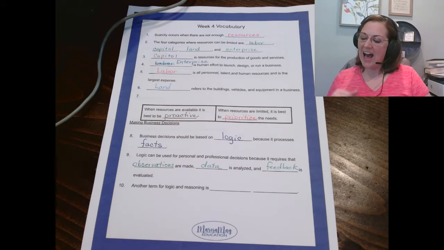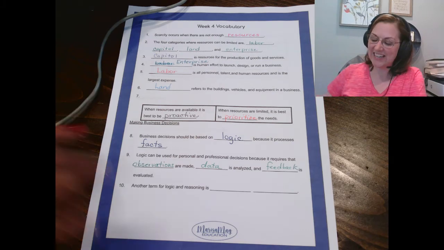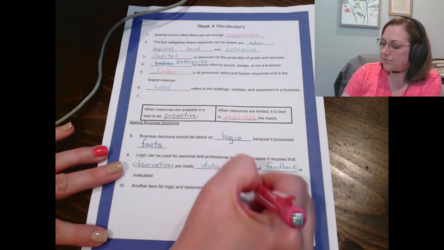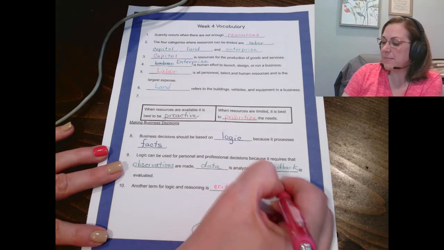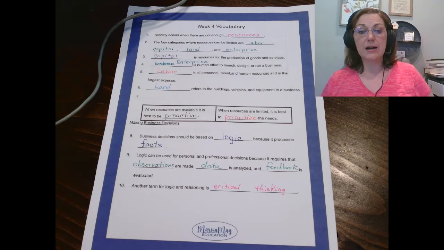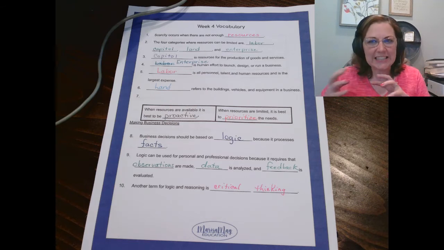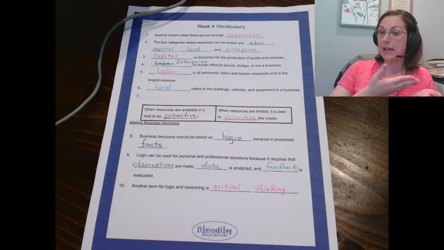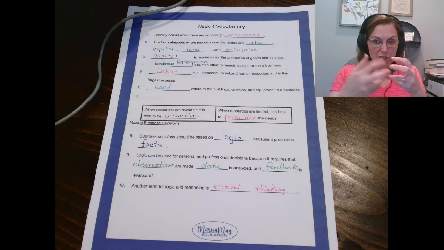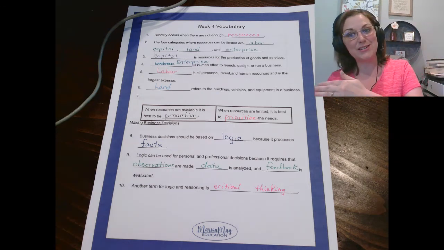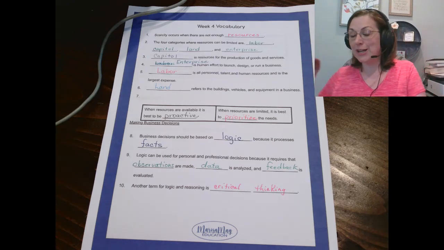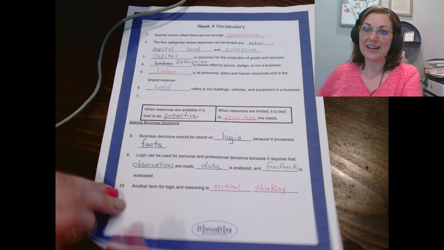So, another term for logic and reasoning is critical thinking. A lot of times we talk about this, especially with younger students. We talk about critical thinking skills, and that's really where you take your data, you analyze it, you gather all this information about it, and then you make a good decision, right? We just call it critical thinking in one arena, but we call it logic and reasoning in another area.